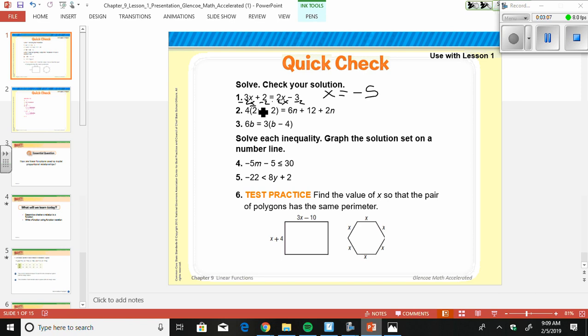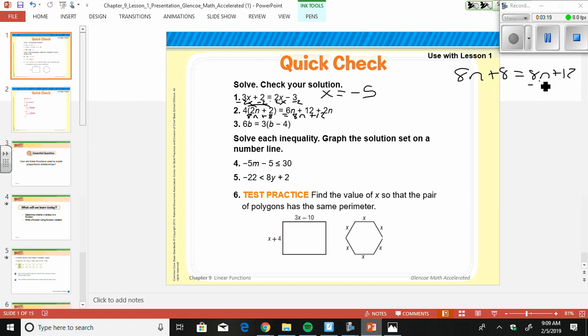I need to distribute that 4. So that's 8n plus 8 is equal to, and I'll get those n's together, 8n plus 12. I'm going to get our 8's together, 8 n's, and I'm going to move that 8. So now this is gone. I have 0 equals 4. This is a false statement.